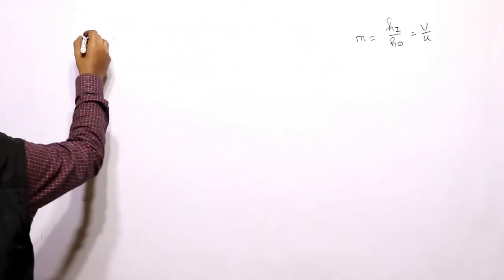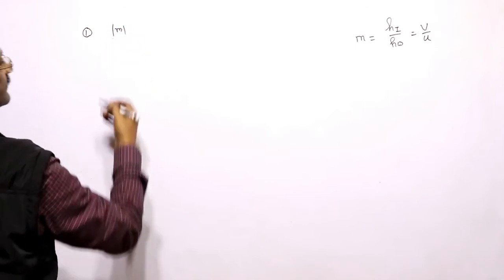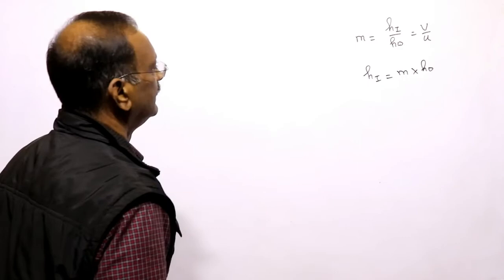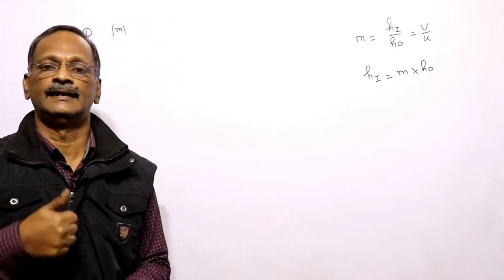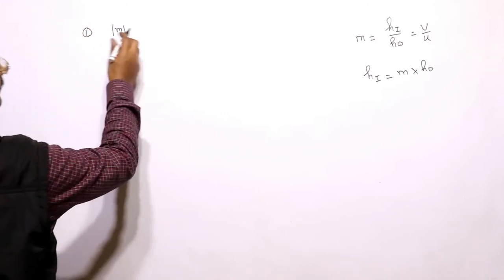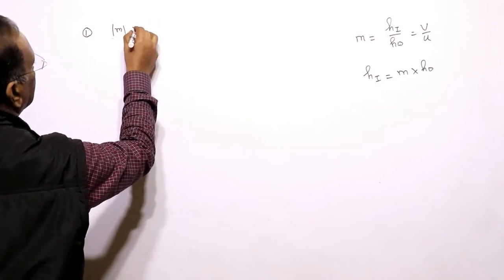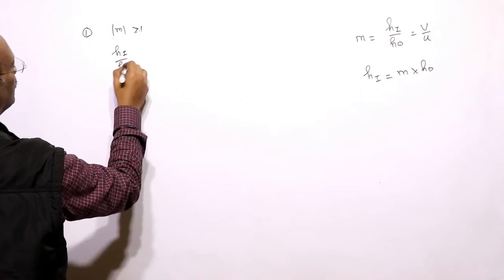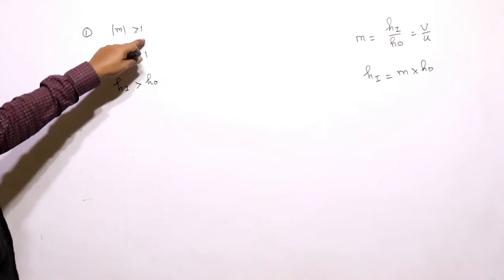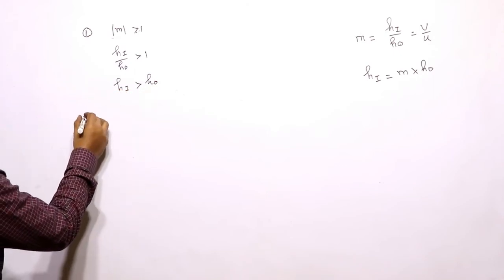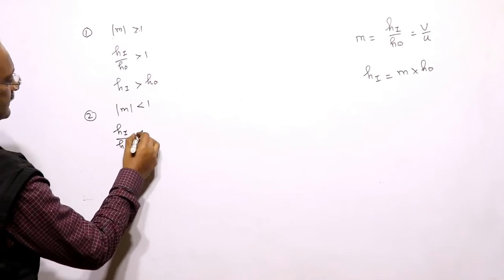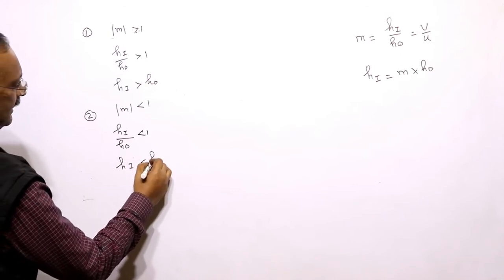u. So first, we can write the height of image is equal to magnification into height of object. If we take the modulus value, because the minus sign comes only for whether the image is erect or inverted: if minus, the image is inverted; if h is positive, then the image is erect. So if modulus of m is greater than 1, it means h_i by h_o is greater than 1, that is h_i is greater than h_o. It means if magnification is greater than 1, the height of image will be greater than the height of object. Second, if magnification is less than 1, in that case height of image by height of object is less than 1, that is height of image is less than height of object.